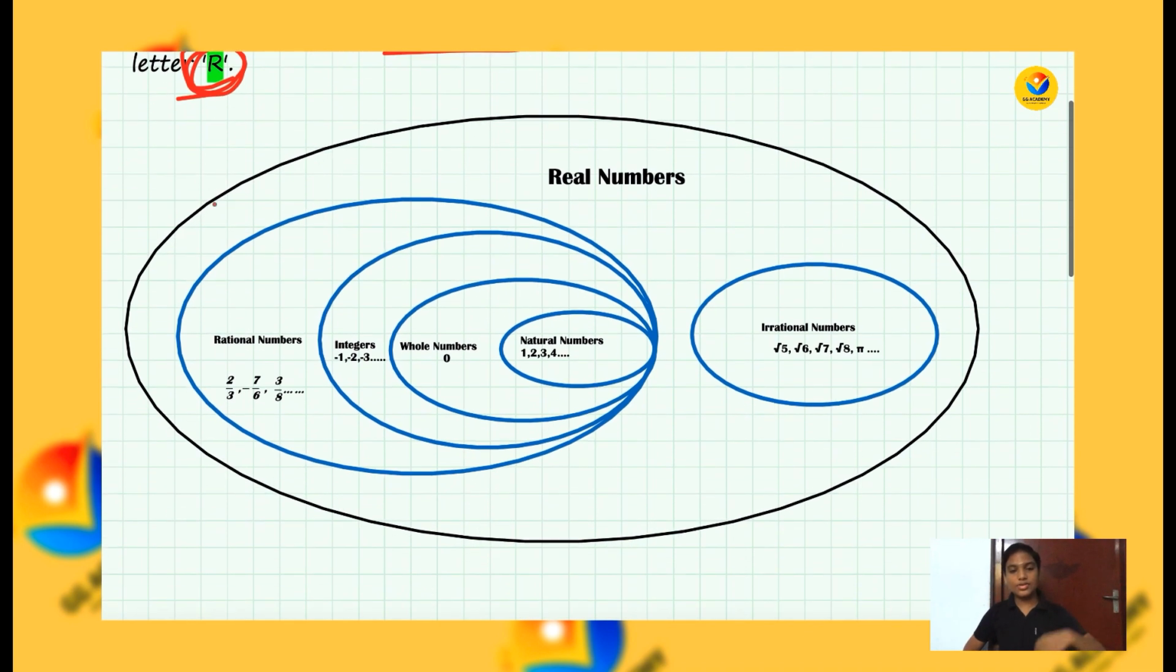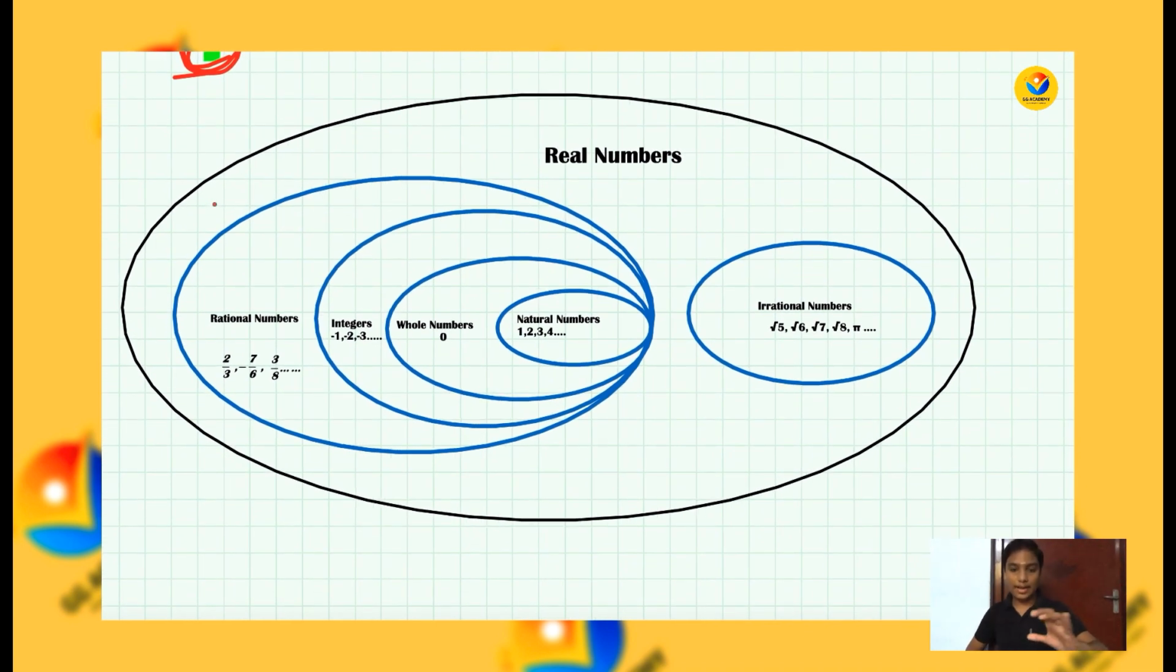Next we are going to understand this mind map, which is very important and very easy to understand. No need to get confused. Here, real numbers are of different categories: rational numbers, integers, whole numbers, natural numbers, and irrational numbers, and this totality is called real numbers. This is called natural numbers.